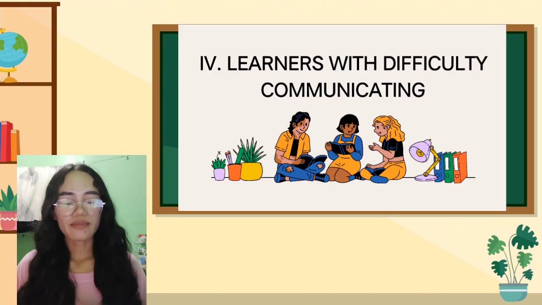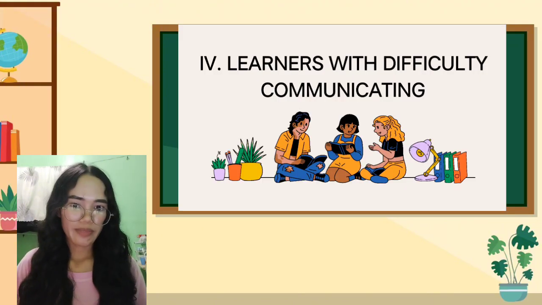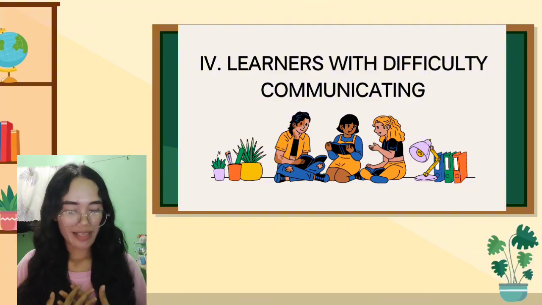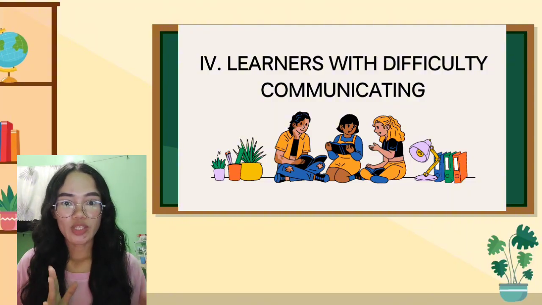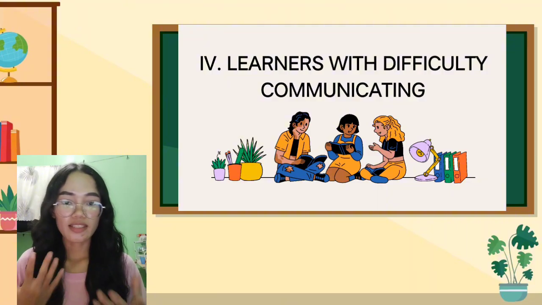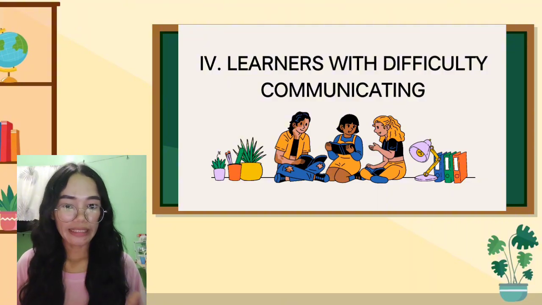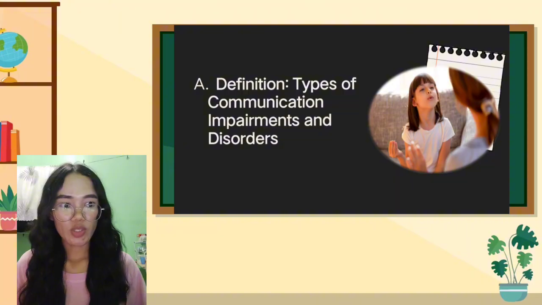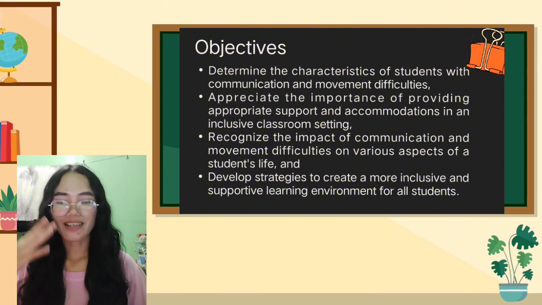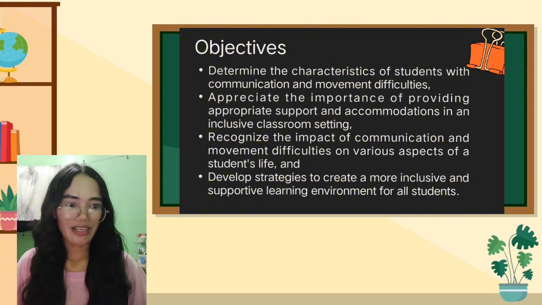Okay, so as I said, I'm just going to continue the report of Marjan Pasandalan. So I was the second presenter sa aming group. So, dito sa learners with difficulty in communicating, natakpan na dito ni Marjan yung sa A, which is yung types of communicating disorder or communication impairments and disorders. So, now, here is my objective. Before I forget, ito yung aking objectives.